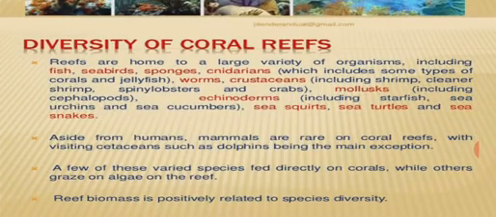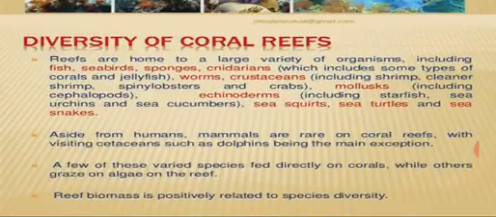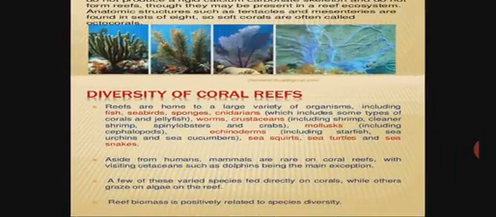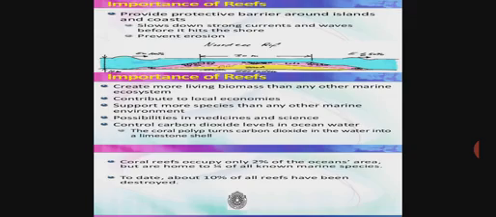Aside from humans, mammals are rare on coral reefs, with visiting cetaceans such as dolphins being the main exception. A few of these varied species feed directly on corals, while others graze on algae of the coral reef. And the reef biomass is positively related to species diversity. So these are some important diversity factors of coral reefs.